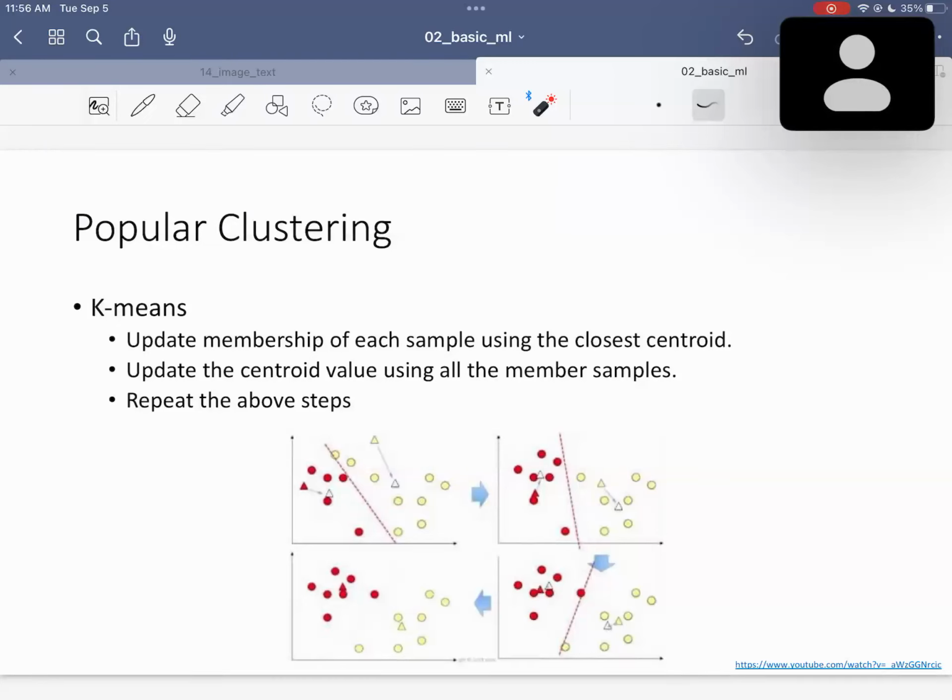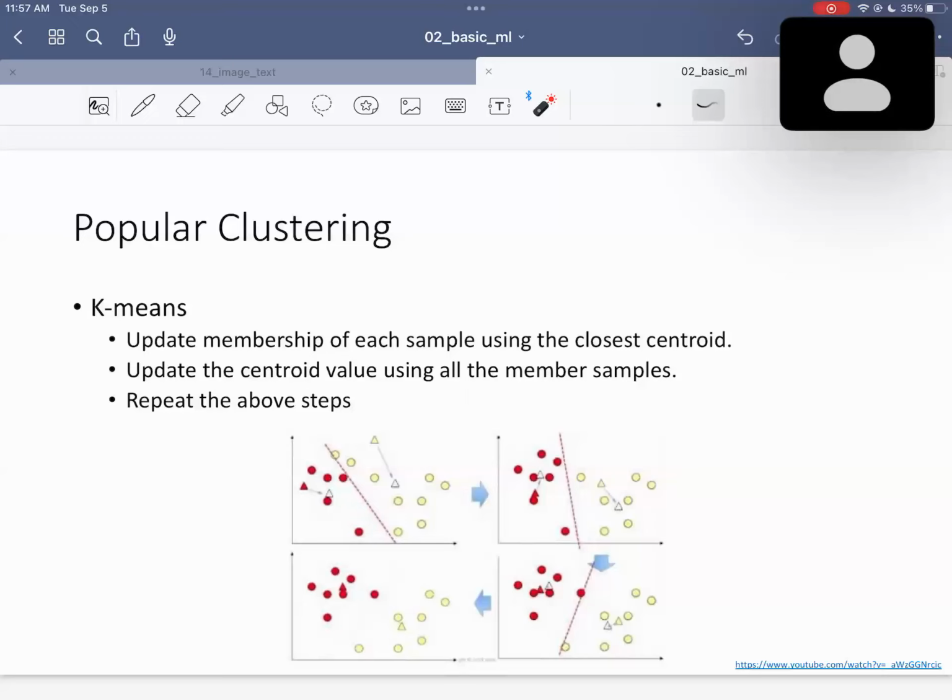After you set K, you have K centroids, meaning the centers of your clusters. Then you randomly initialize your K centroids, and you repeat these two processes over and over again. You update the membership of each sample to its closest centroid, and then you update the centroid based on its current members, and you repeat this process again and again until there's no change in the membership. So that's what it is.